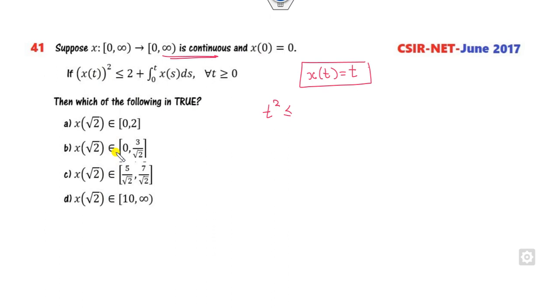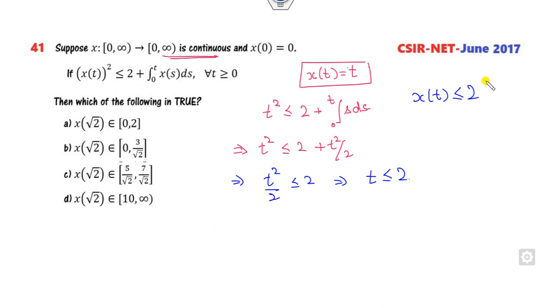If there is more than one correct option, then we will check the other way. Plus, this is s of ds. So what happens? T square plus t square by 2. So t square by 2 is less than 2. So it means t is less than 2. So that means the solution is less than or equal to 2. Check the option which does not satisfy less than or equal to 2. This option is not satisfied.